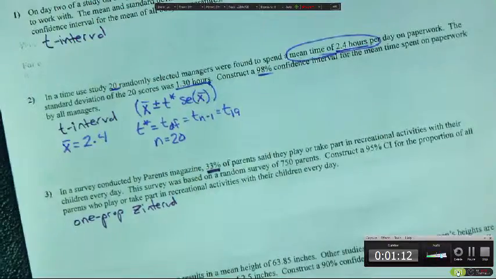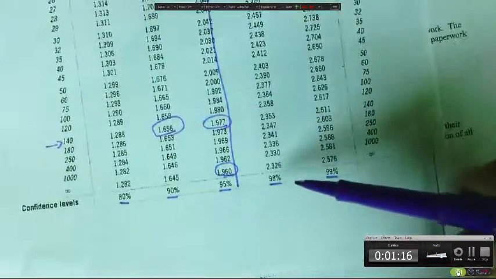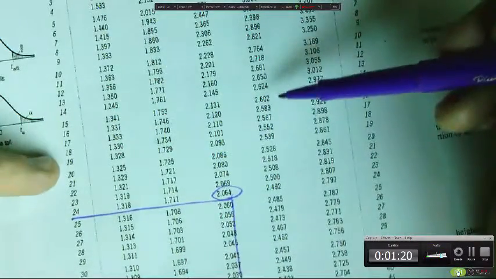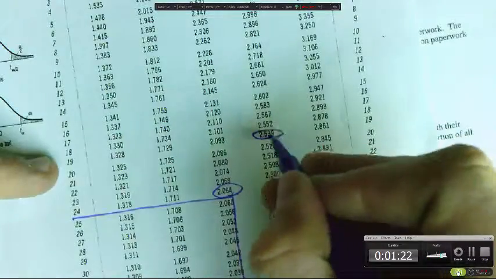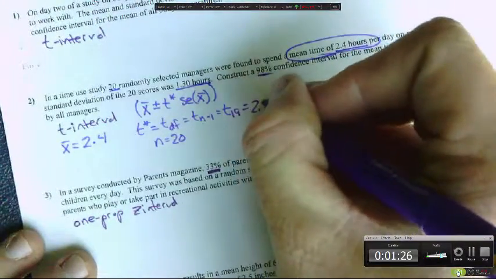So we're going to go to our T chart. We're conducting a 98% confidence interval, so we're going to go to this fourth column. We're going to go to degrees of freedom 19. And we get a T critical of 2.539.